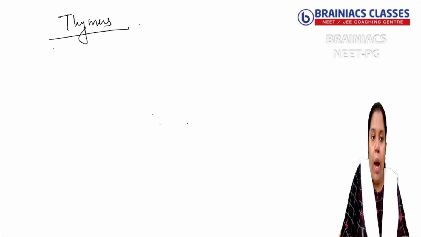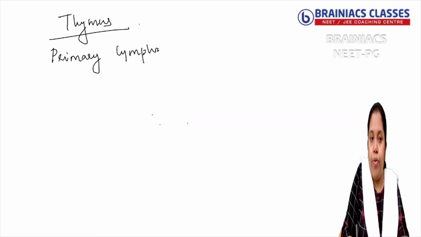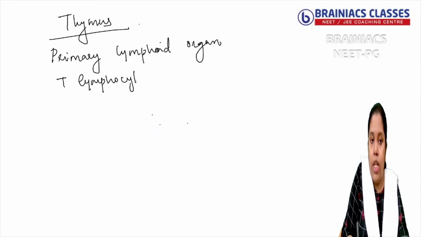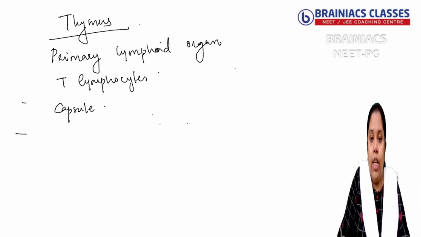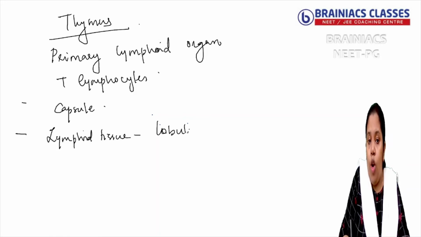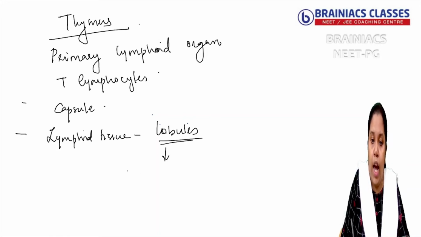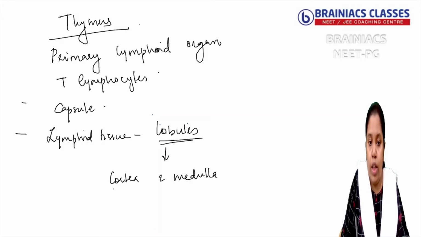So the thymus is a primary lymphoid organ, responsible for the production of T lymphocytes. The thymus has a capsule, and the lymphoid tissue is arranged in the form of lobules. Each lobule has its own cortex and medulla.